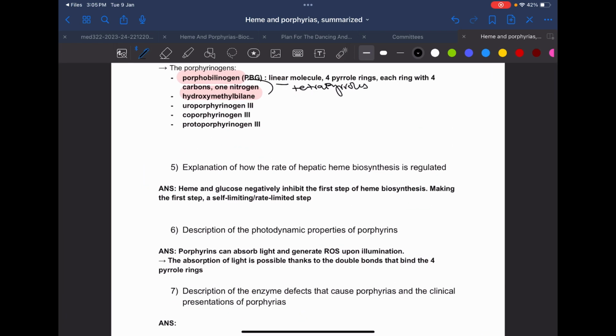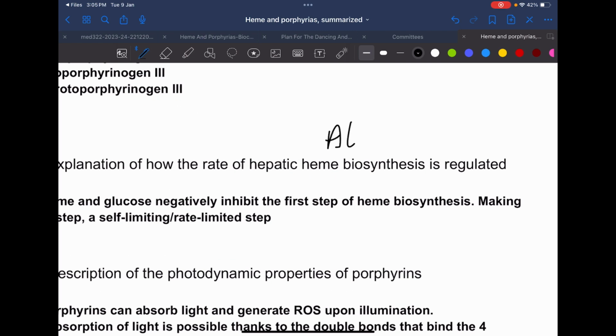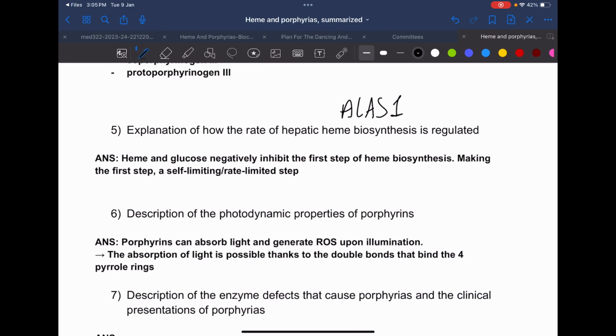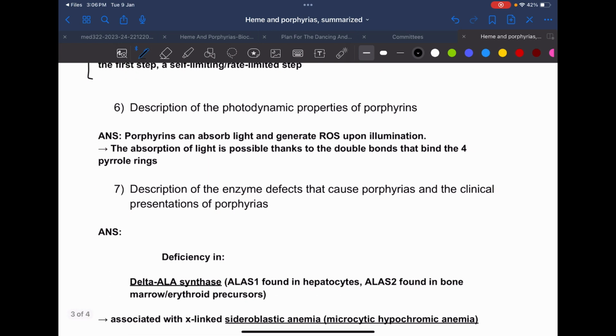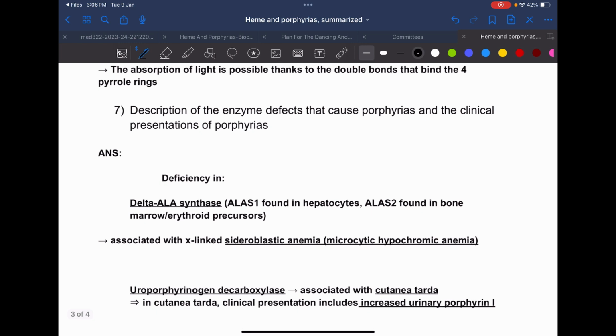Over here we have explanation of how the rate of hepatic heme biosynthesis is regulated. Again, ALAS1 in the liver. Heme and glucose negatively inhibit the first step of biosynthesis, making the first step a self-limiting or a rate-limited step. We discussed this. Again, description of the photodynamic properties of porphyrin, description of the enzyme defects that cause porphyrias, and the clinical presentations.